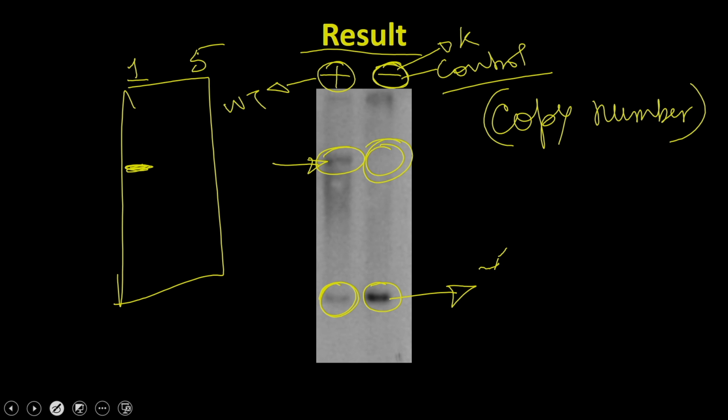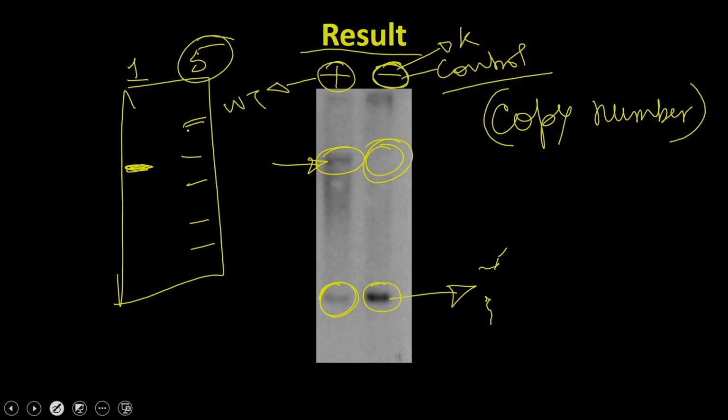But if you have multiple copies, then what will happen? For example, I am talking about a gene which has 5 copies, so the copy number is 5. Then you are going to see 5 bands present in the different fragments.